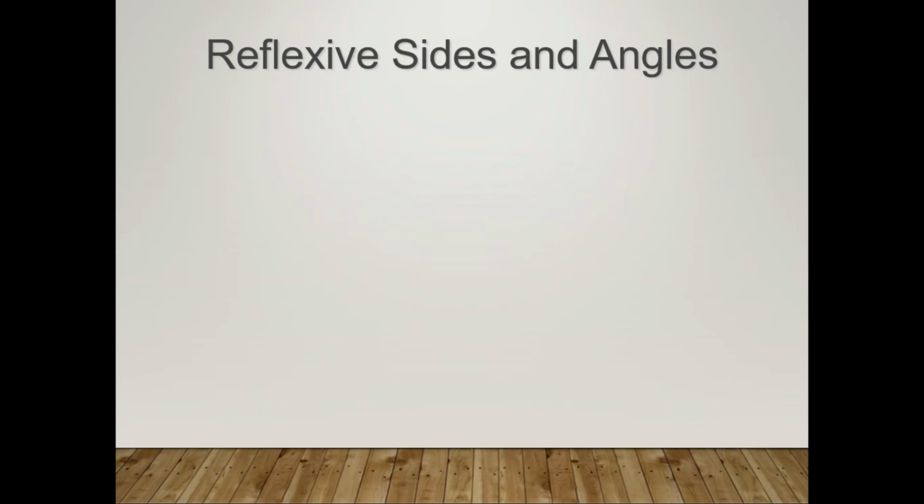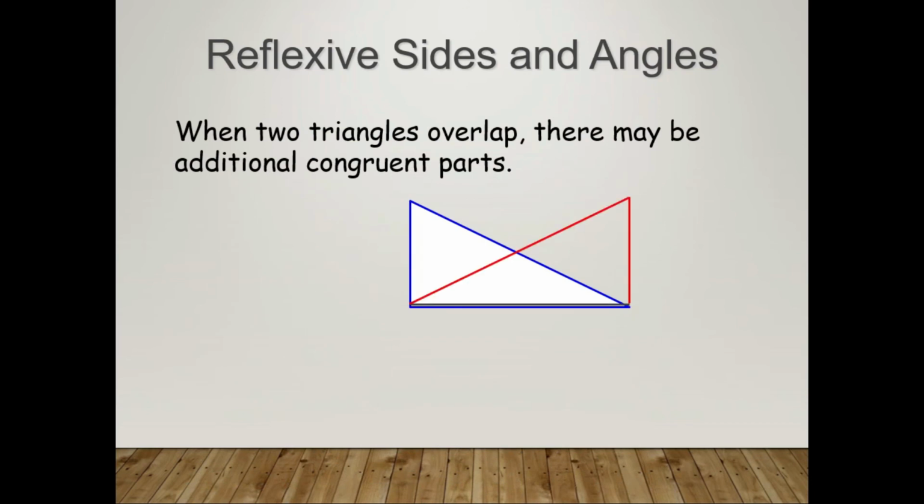Another example of reflexive sides and angles. So when two triangles overlap, there may be additional congruent parts. So kanina ang pinakita natin ay when two triangles touch. This time, the two triangles overlap. So let's say these two corresponding parts are congruent. Then what is the additional information that we have to prove that these two triangles are congruent?